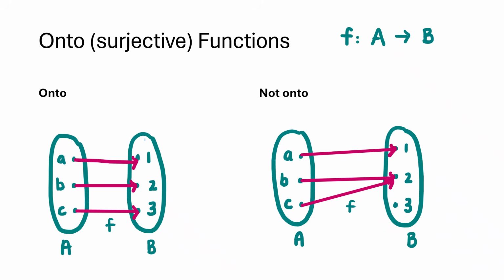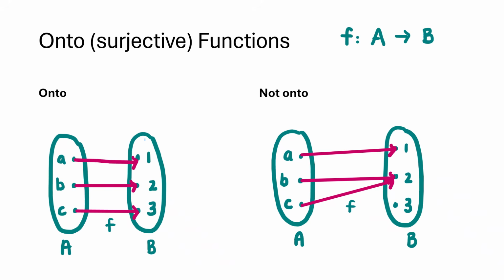If a function is not onto, like the one on the right, you will see that there are elements in B that are almost isolated from the relation. They are not being used, like the element 3 in this case. How do we spot if a function is onto or not onto?